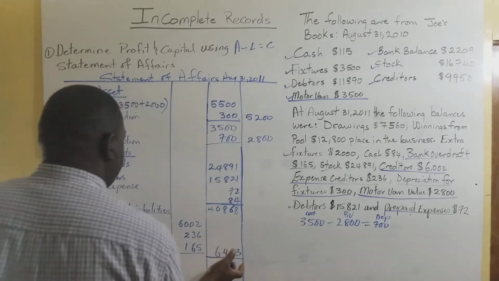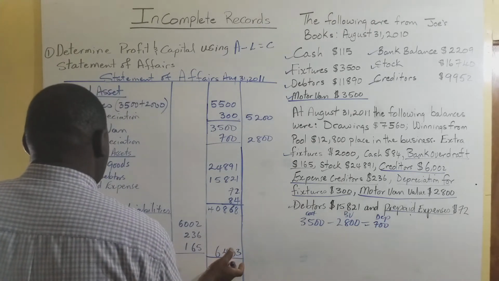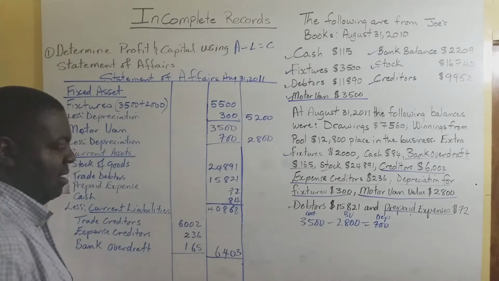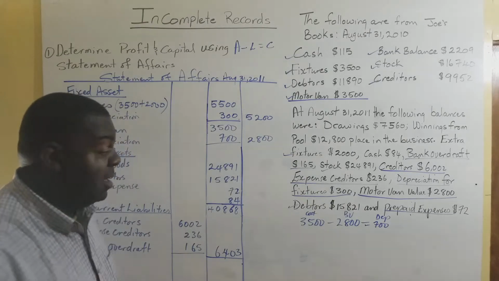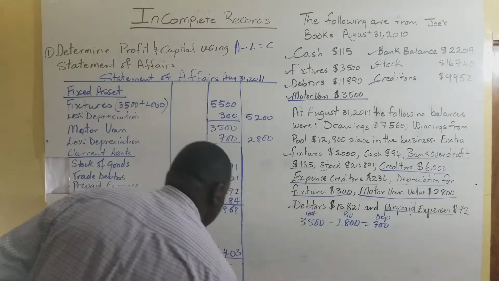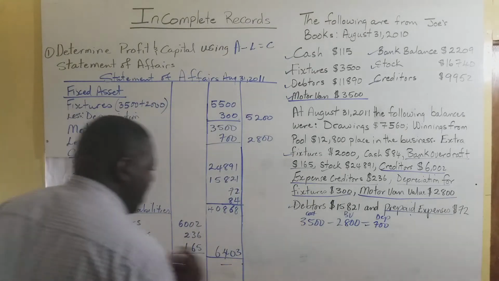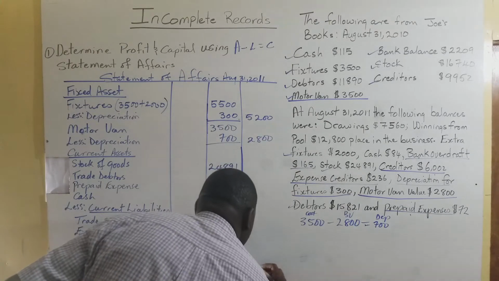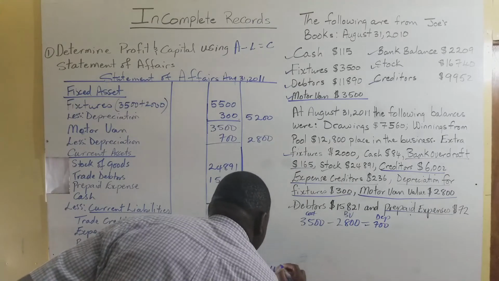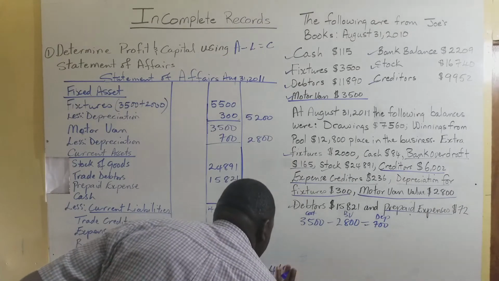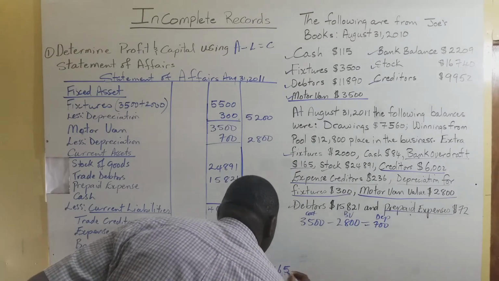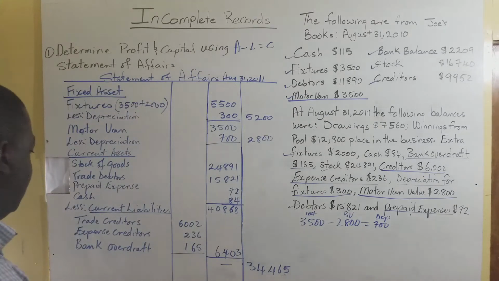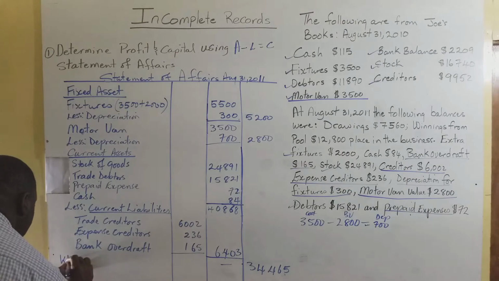and we're going to subtract the total current liability from the total current asset. All right, and what are we going to get? Well, the figure we're going to get would be called what? Our working capital, and that would be 34,465, and that is our working capital.